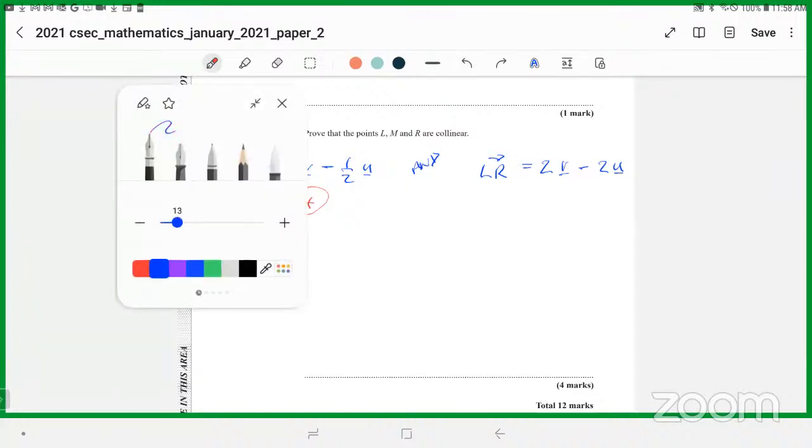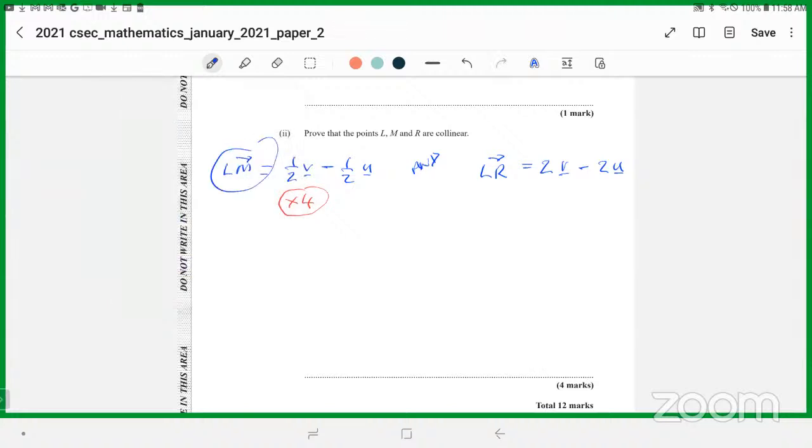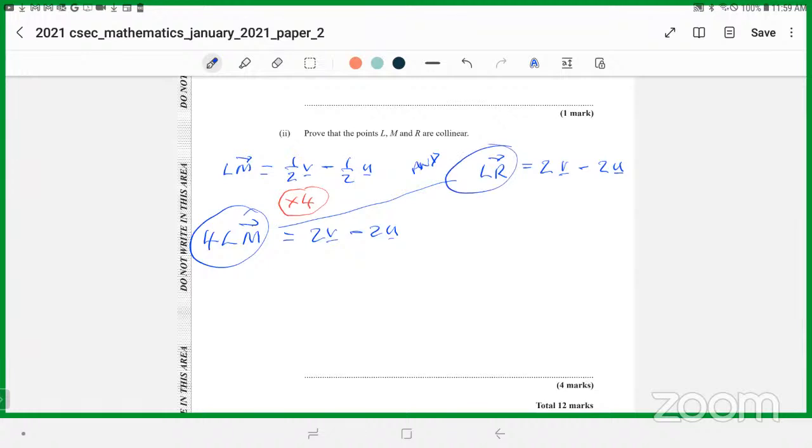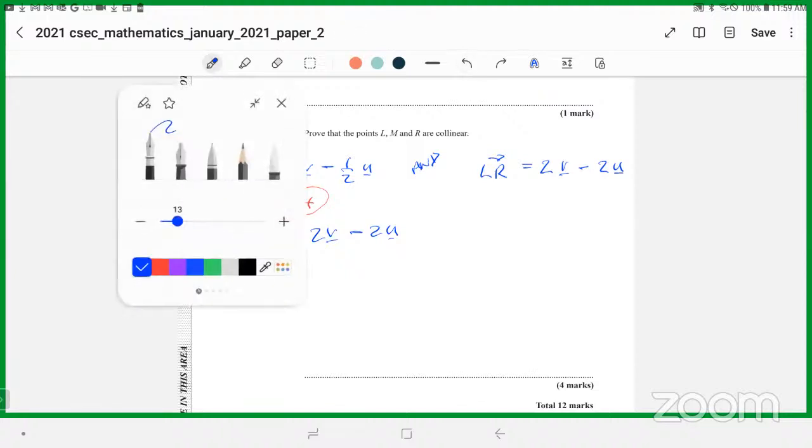So when I multiply by 4, multiply this side by 4 first. So I get 4LM equals, multiply this by 4, it becomes 2v. Multiply this by 4, it becomes minus 2u. See, this is 2v minus 2u, this is 2v minus 2u. It therefore means that this equals this now, because the two of them equal the same thing. So now I can equate.